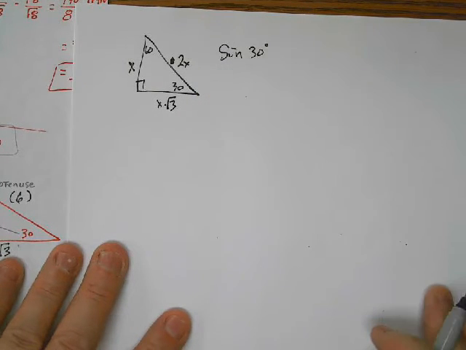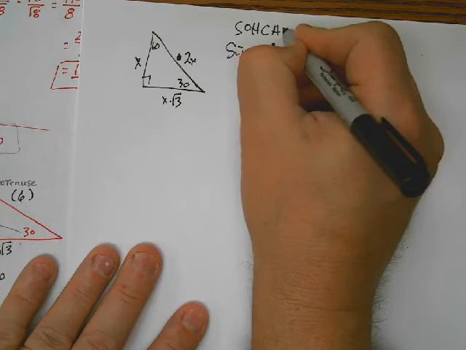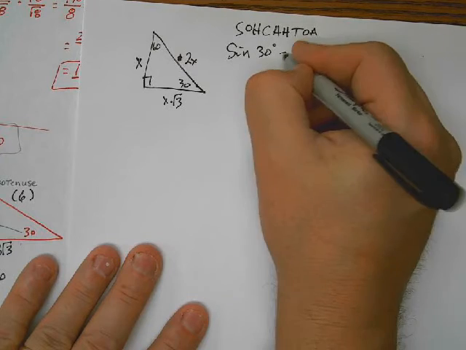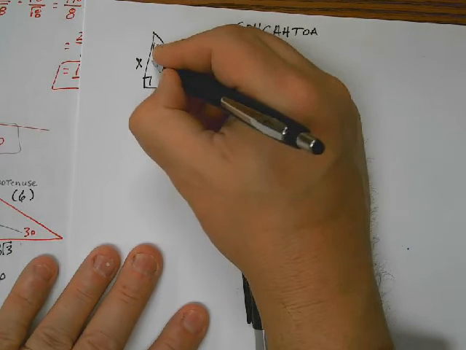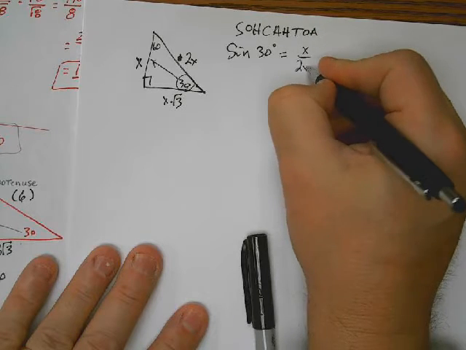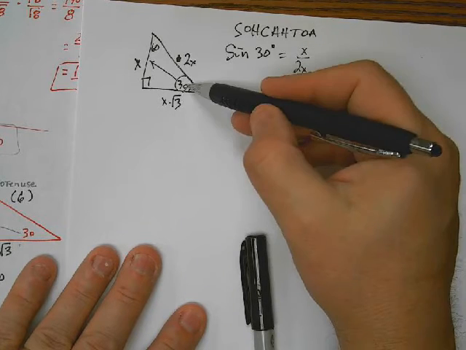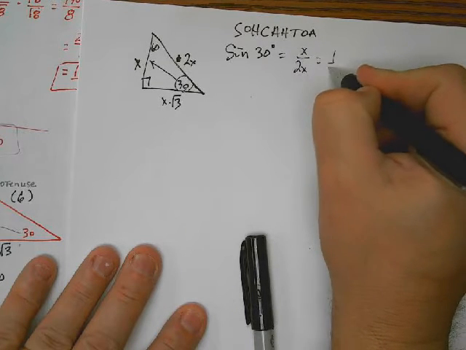All right, now, what if we go for the sine of 30 degrees? What's its value? Well, we know from SOHCAHTOA, sine is opposite over hypotenuse. So if I start with 30 degrees, opposite is x. Hypotenuse is 2x. Everyone see that? Opposite the 30-degree angle is x over 2x. I can reduce the x's.